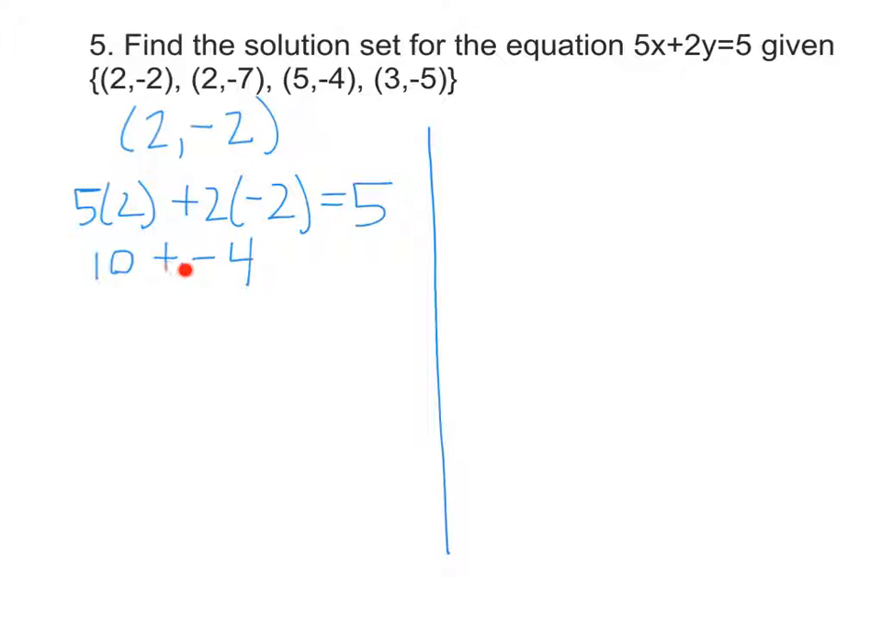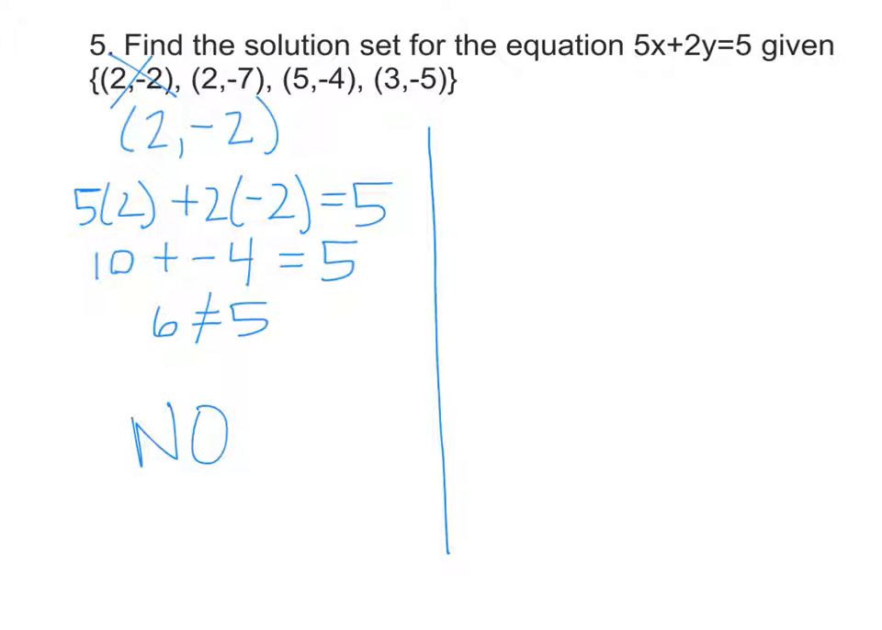And you could have written this right here. That's the same thing as 10 minus 4. And then we still have equals 5. So 10 plus negative 4, we get 6 on the left, we get 5 on the right. So that is not true. So this is not one of the solutions. So I'm going to go back up here and cross it off.